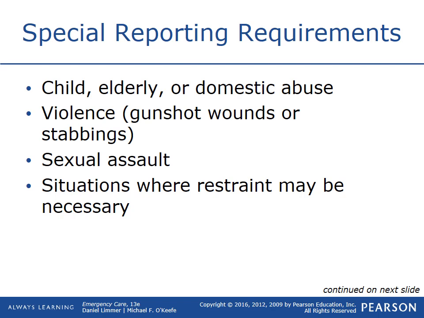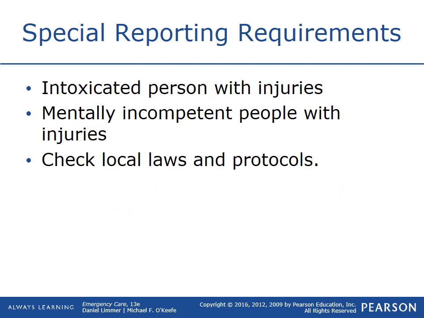If there's violence, gunshot wounds or stabbings, sexual assault, situations where you might need to restrain the patient, and remember, look at page 628 to be thoroughly familiar with when you should or should not restrain people. Intoxicated persons with injuries, whether or not they have the right to refuse. Mentally incompetent people with injuries, and just make sure that you're following your local protocols. And most generally, that is to favor the patient and to provide that care.